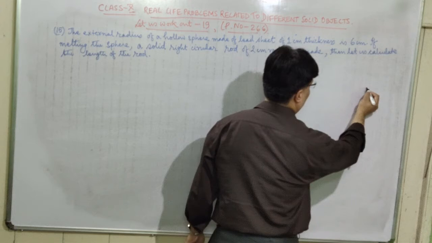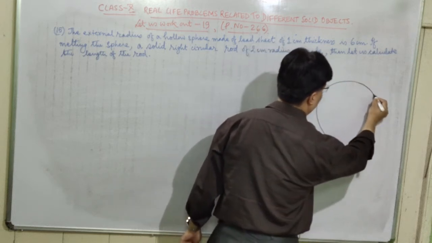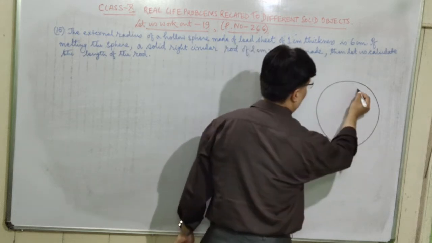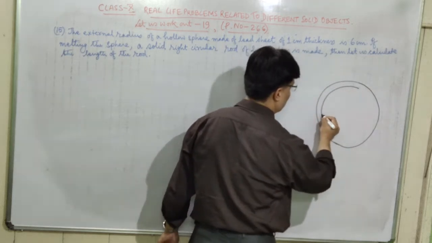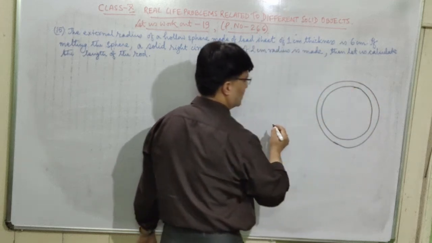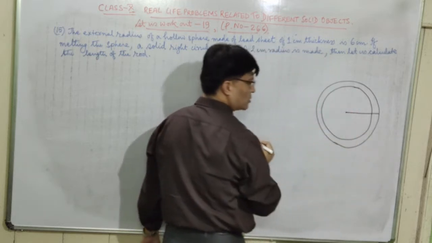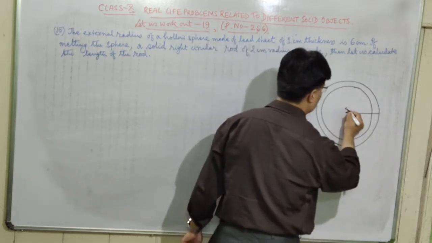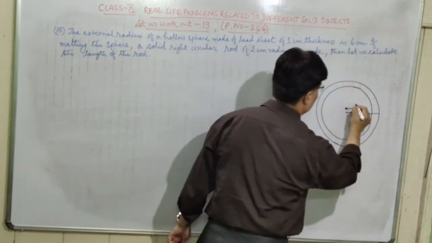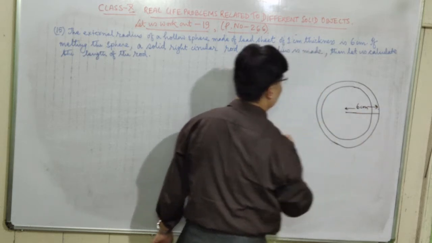Suppose this is a hollow sphere, right? This is a hollow sphere. It is of thickness 1 centimeter. Suppose this is a sphere, right? So what is its external radius? External radius of the hollow sphere is 6 centimeter. It is 6 centimeter, right?